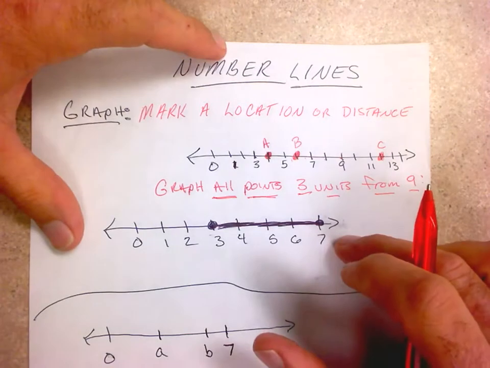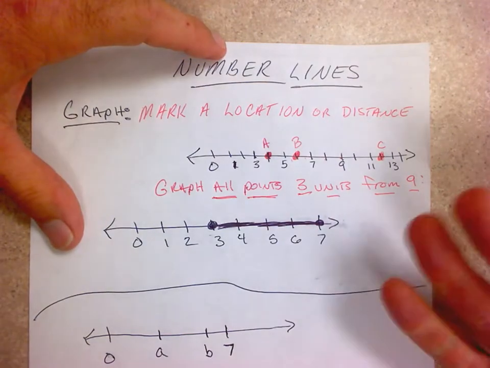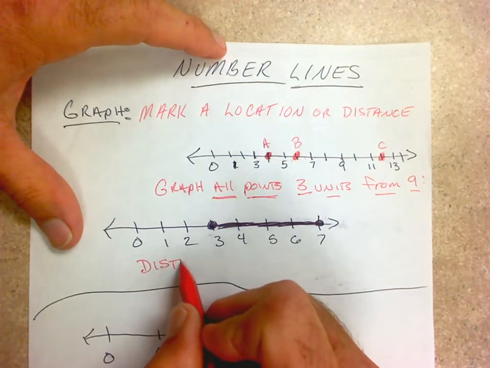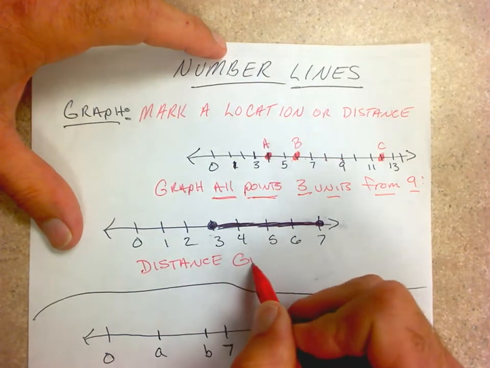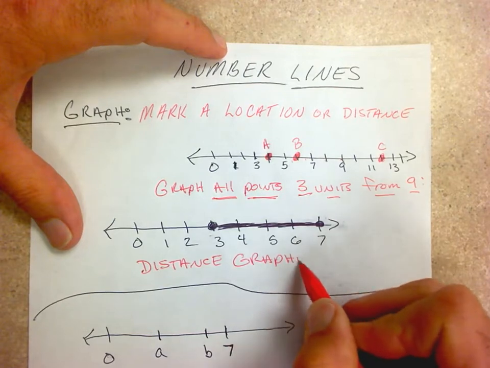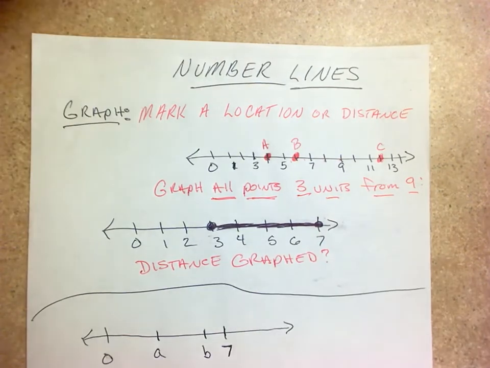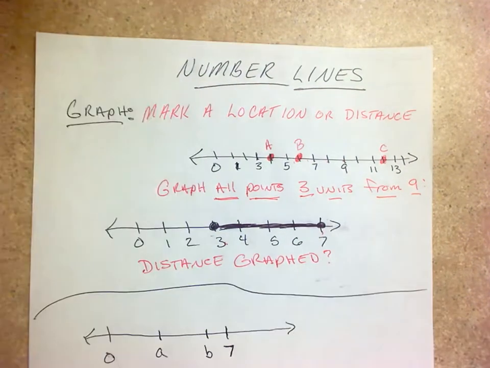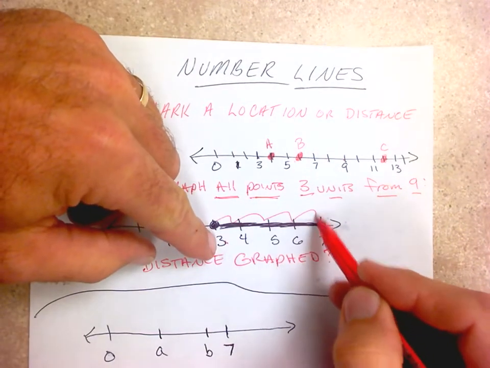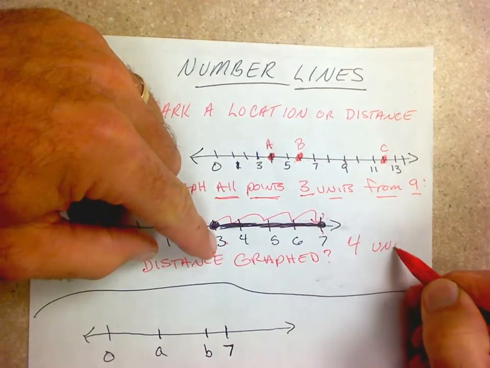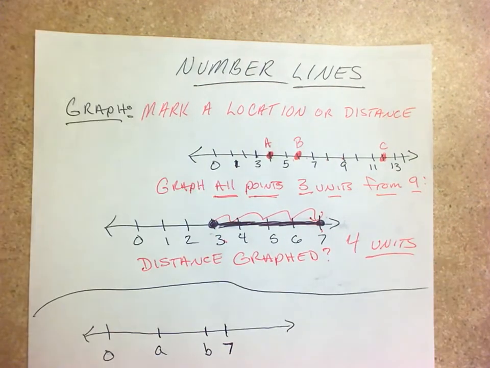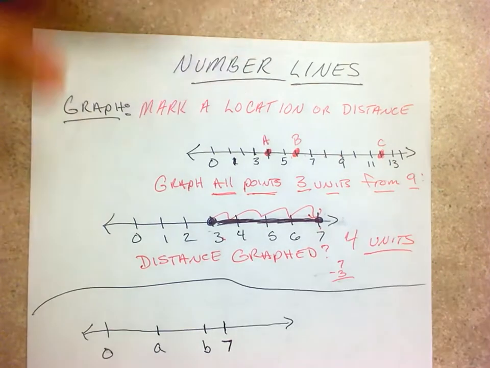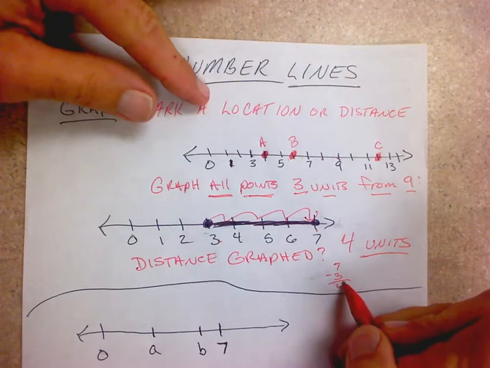And then down here below, this next one is just another simple graph, and we may ask you, what is the distance that is graphed? What's the distance that's being represented on this number line? We're going from 3 to 7. So again, 1, 2, 3. The answer to that question would simply be 4 units. Or if you wanted to make a math problem out of it, 7 minus 3, there's your 4 as well.